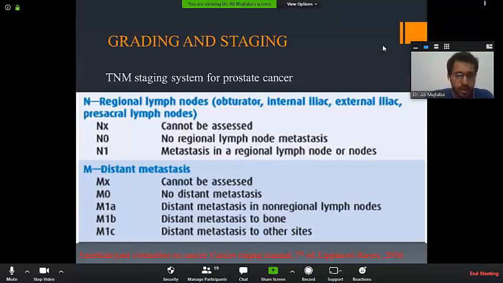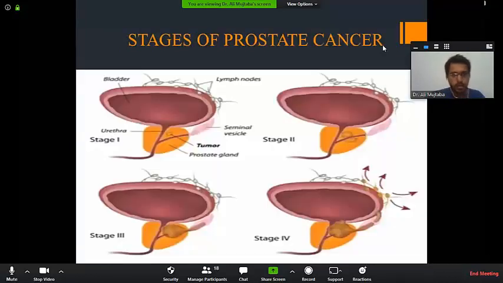It was the involvement of the regional nodes and M for metastasis. These are also not associated with localized prostate cancer. In stage 1 and stage 2, the prostate cancer is limited to the prostate, while in stage 3 it's involving the seminal vesicles and neck of the bladder, while in stage 4 it's involving other organs as well as nodes.